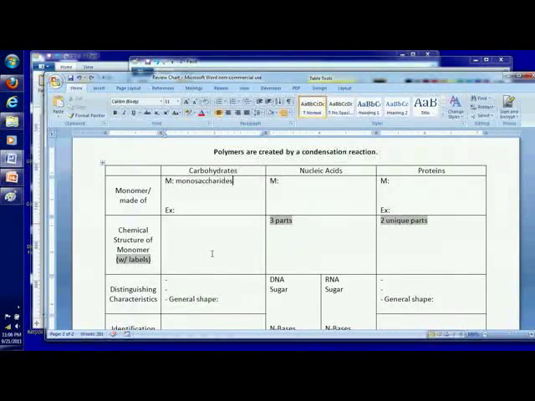Okay, so back to our worksheet. The monomers of carbohydrates, hopefully easy to remember because of the beginning here: mono, one, and remember saccharide is Greek for sugar. So monosaccharides are the monomers of carbohydrates. There's some examples for you.